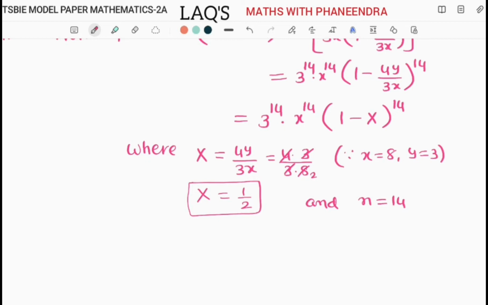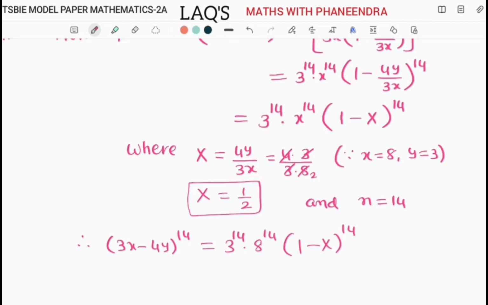First you need to calculate the expansion clearly. So therefore (3x minus 4y) whole power 14 can be written as 3 power 14, that small x value is 8, 8 power 14 into (1 minus capital X), don't write the capital X value yet, you can leave it like this, whole power 14. So this expansion is equal to this one.